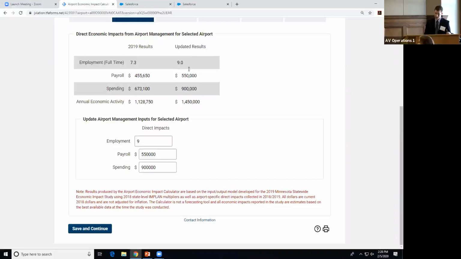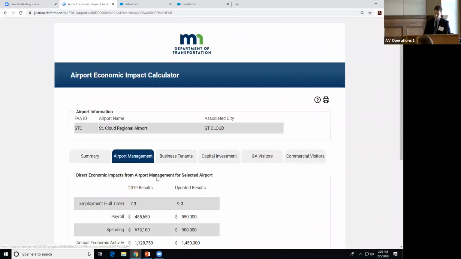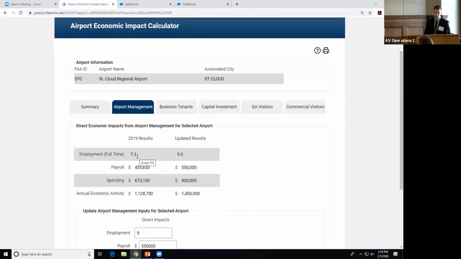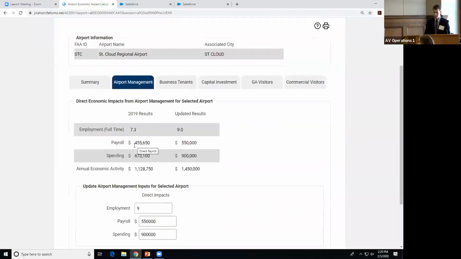So immediately those changes are in effect, and you can see we started at 7.3, which is rounded up from 7.25 jobs, a part-time or part-time seasonal person. We just have one decimal showing here for jobs. But now we have 9 jobs and annual economic activity of 1.45 million. So again, anytime you hit save and continue on this tab, it's going to remind you to update. So now this is just the direct impacts. These are the jobs associated with the airport sponsor, the airport manager at St. Cloud.